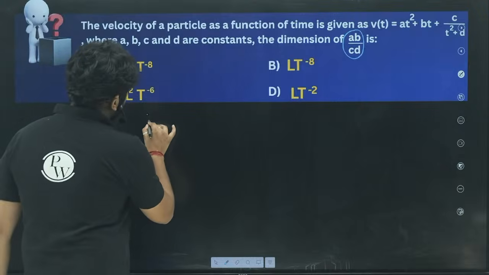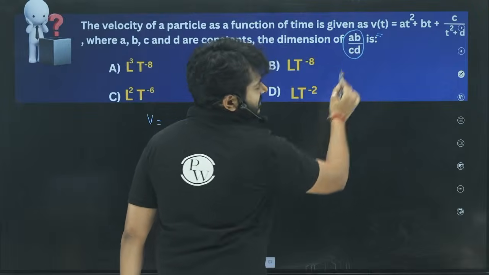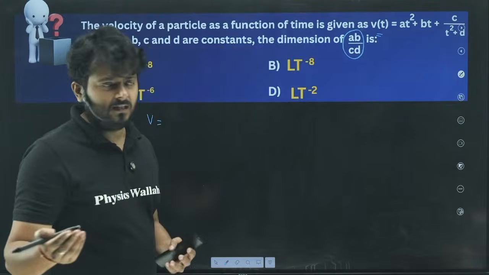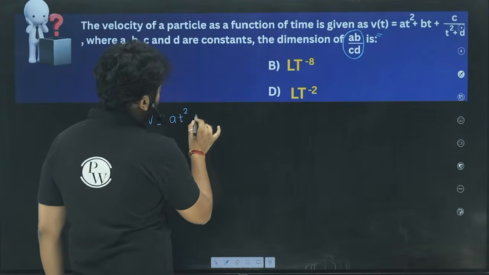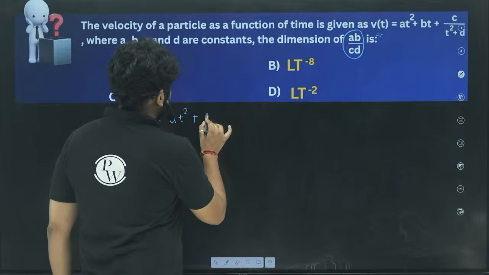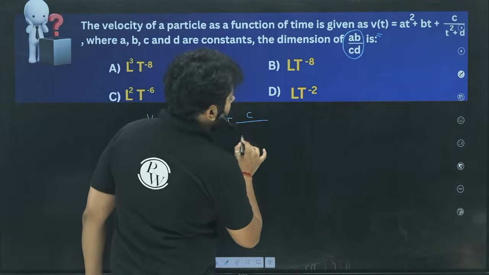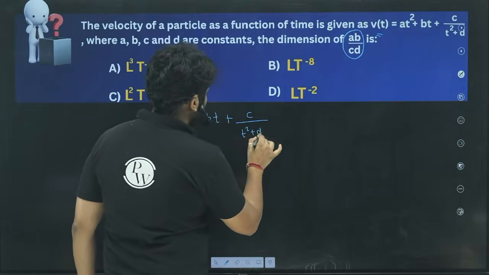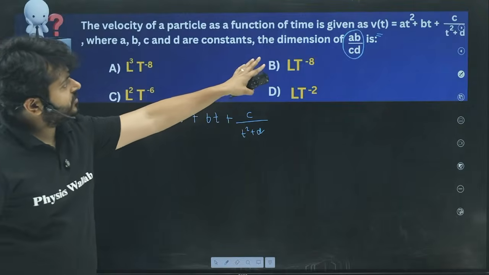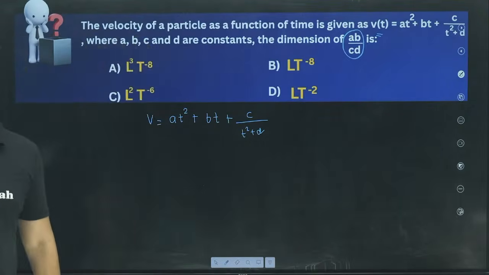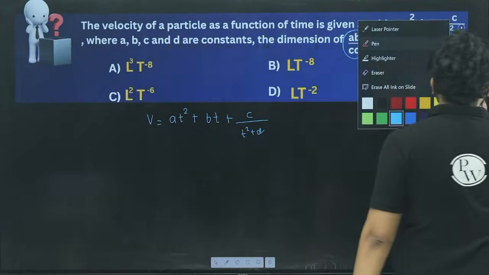The velocity of a particle, velocity v in the bracket, is written as t. That means velocity as a function of time is written as at square plus bt plus c upon t square plus d, where a, b, c and d are constants, and we have to find the dimension of ab upon cd. Think about it, try to solve by yourself and tell me what could be the answer.